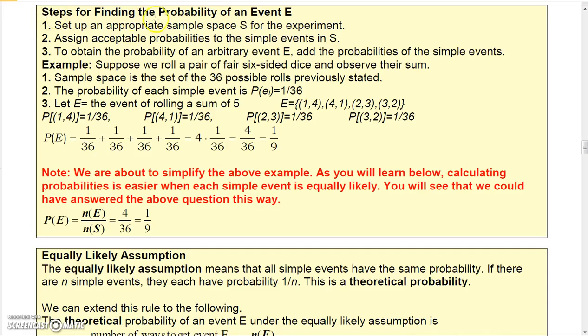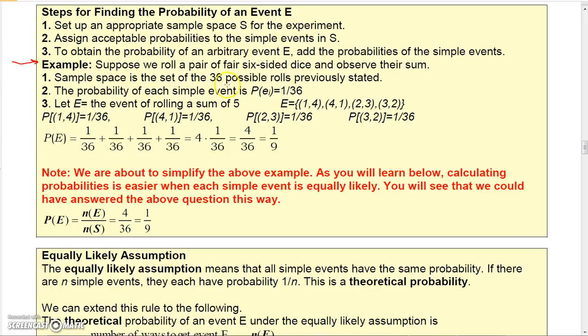So the steps for finding the probability of an event are right here. You set up the sample space. You assign acceptable probabilities to the simple events. And then to obtain the probability of an event, suppose it's a compound event, you just add the probabilities of each simple event. So here's an example.